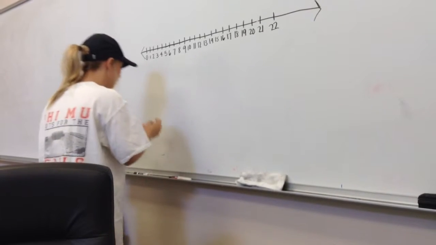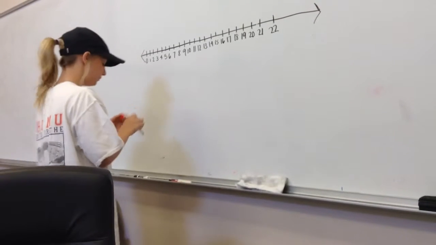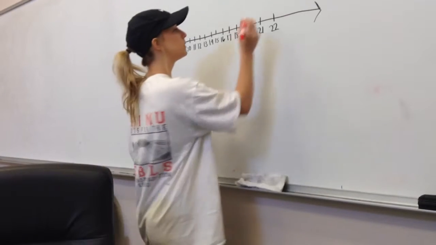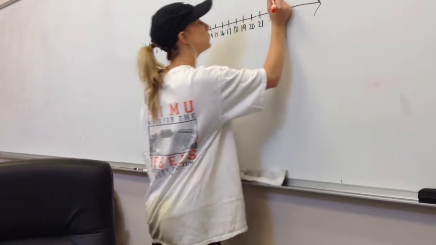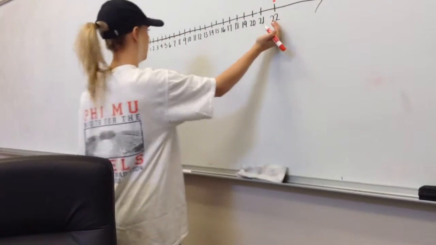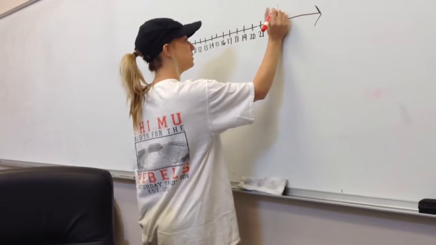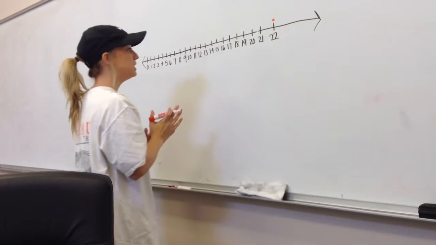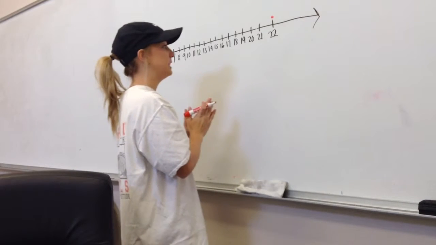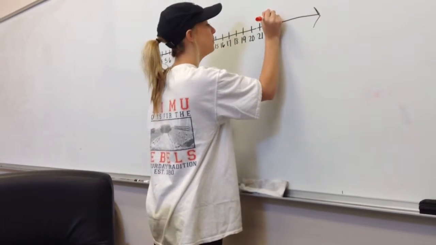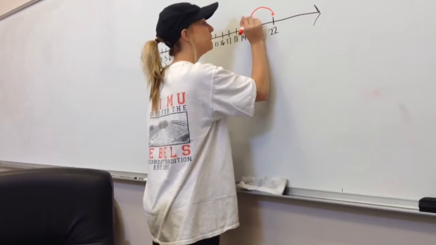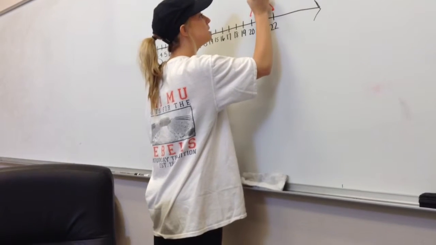So, starting at 22, we are going to put a spot there to represent the number we're starting with, 22 pencils. To make this problem easier, we want to try to get to a base 10 number. So I am going to jump to the number 20, which is 2 spaces.